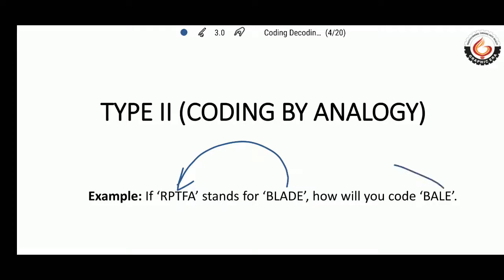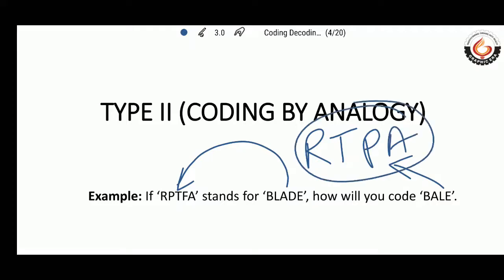Now for this, B stands for R, because in BLADE the first letter B is for R, then A stands for T, then L stands for P, and then E stands for A. So the code for BALE will be RTPA. This is type 2.